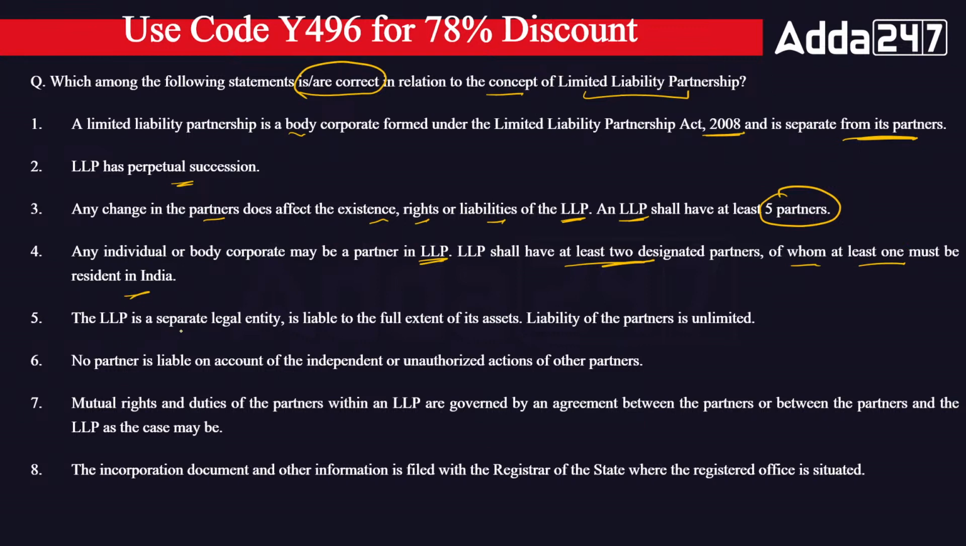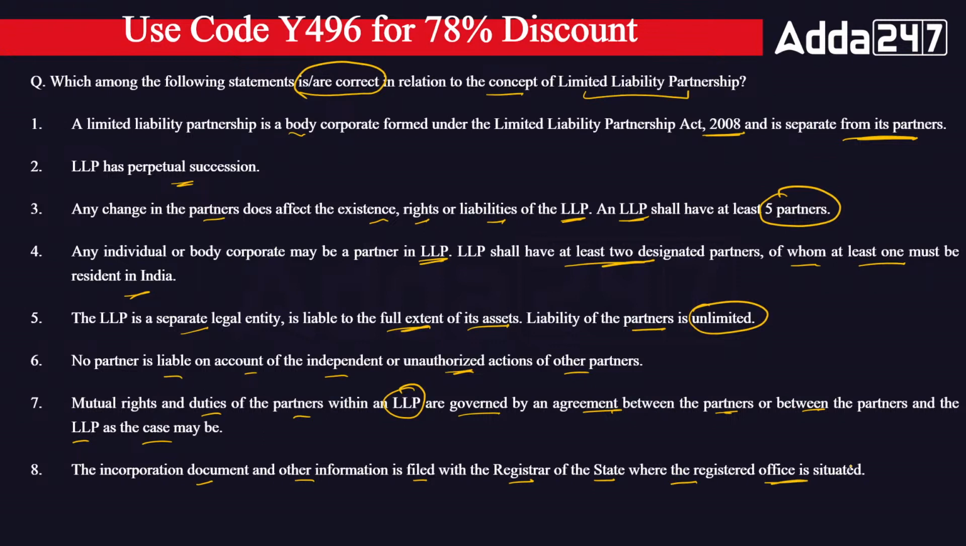Next is saying the LLP is a separate legal entity, is liable to the full extent of its asset. So liability of the partner is unlimited here. Sixth is saying no partner is liable on account of the independent or unauthorized action of other partners. Next, mutual rights and duties of the partners within the limited liability partnership are governed by the agreement between the partners or between the partners and the LLP, as the case may be. The incorporation document and other information is filed with the registrar of the state where the registered office is situated.